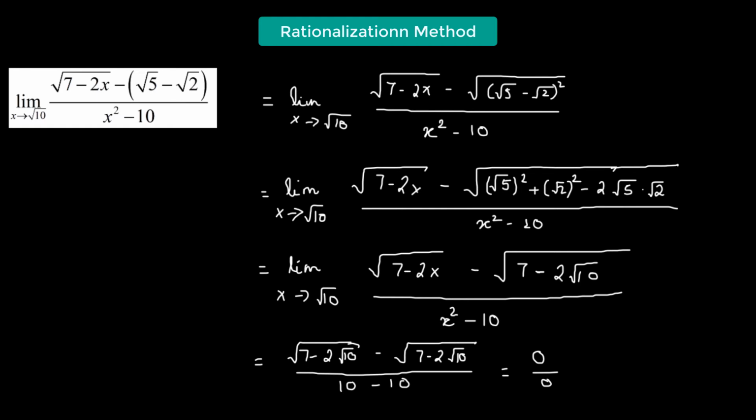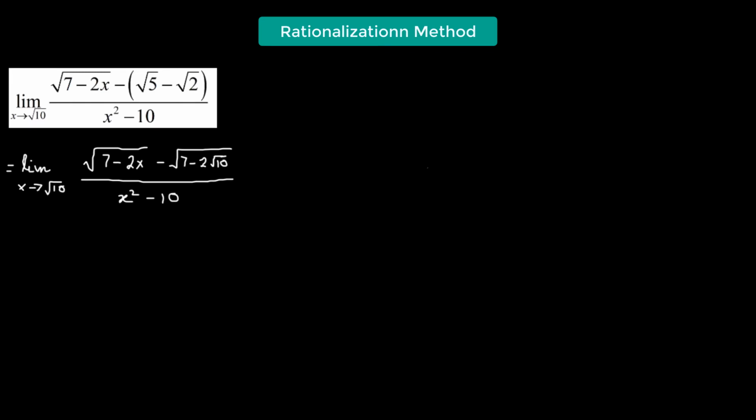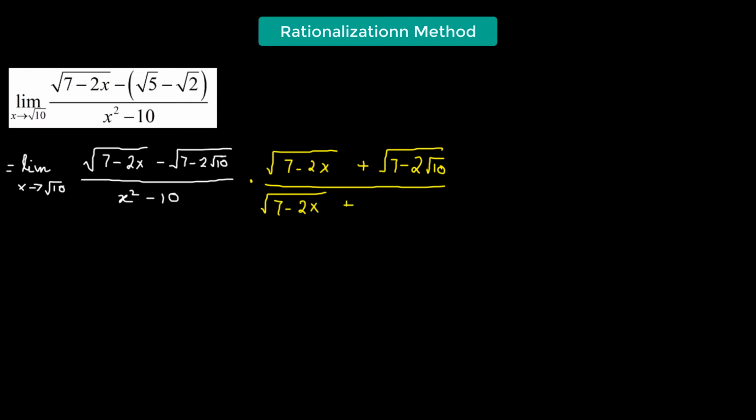So let us begin with that. So we take the conjugate of the numerator, that will be square root of 7 minus 2x plus square root of 7 minus 2 root 10, divided by the same conjugate, which will be square root of 7 minus 2x plus the square root of 7 minus 2 root 10.